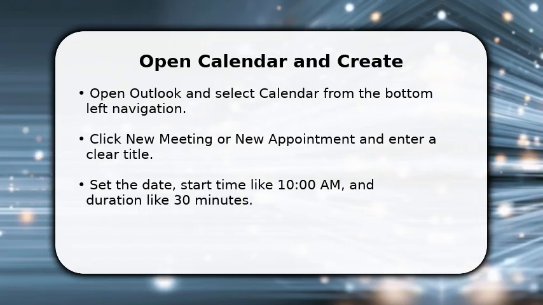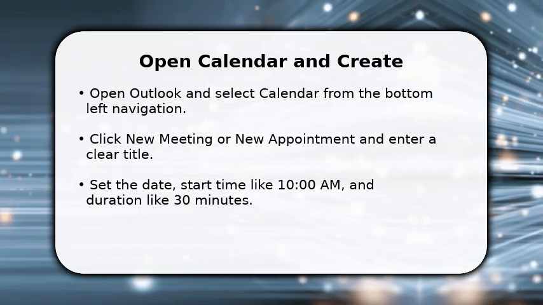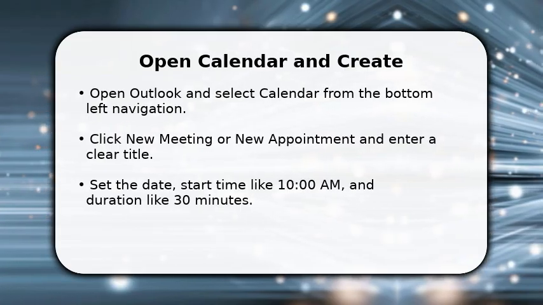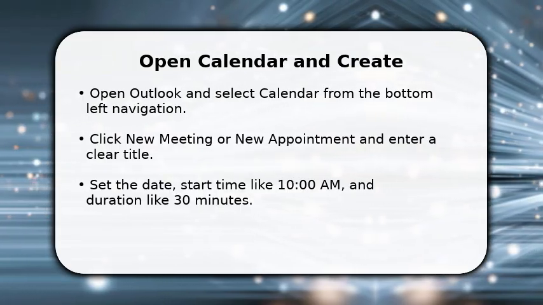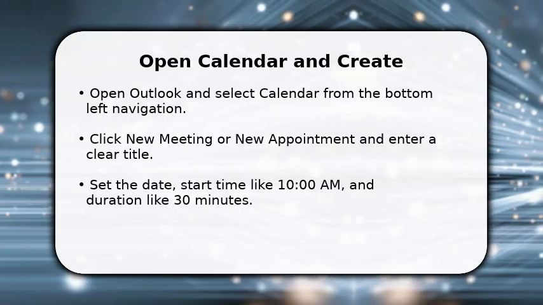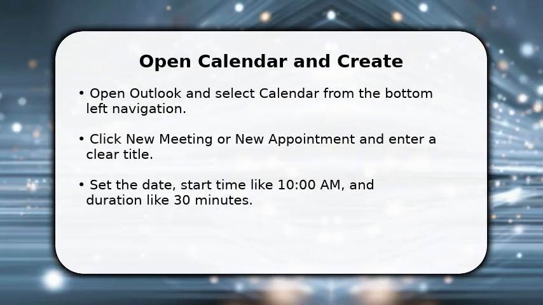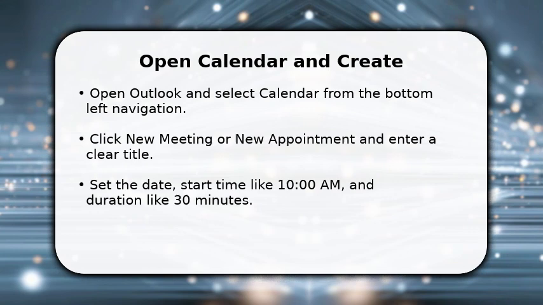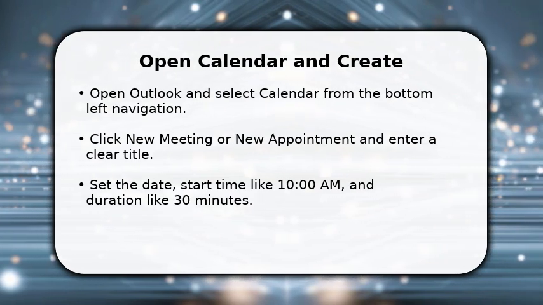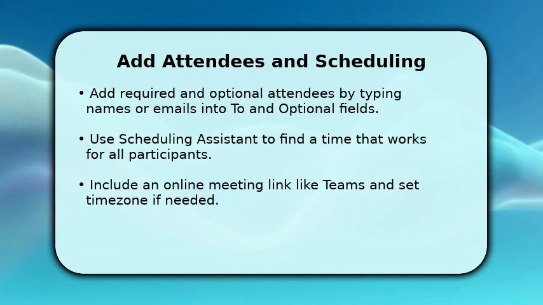to set timing. Specify the duration explicitly, for example 30 minutes, or set start and end times. Add a physical location or online link in the location field so attendees know where to go. Add attendees by typing names or email addresses in the to or optional fields.